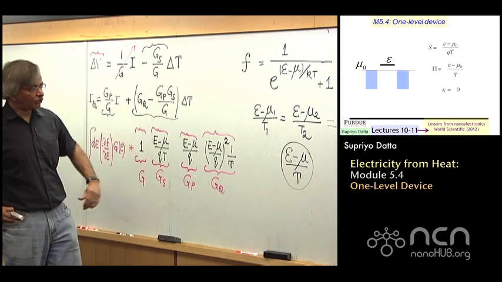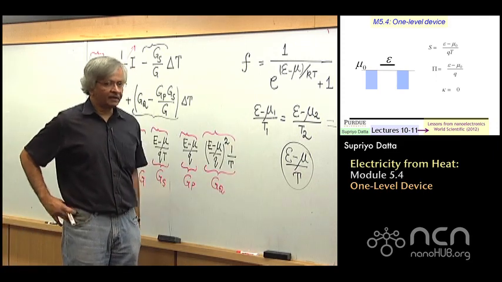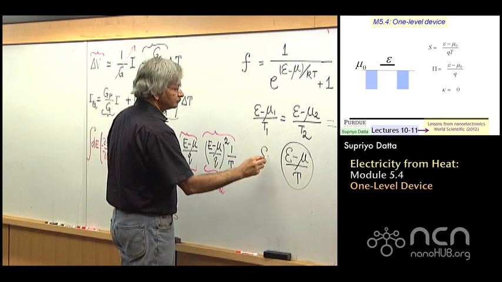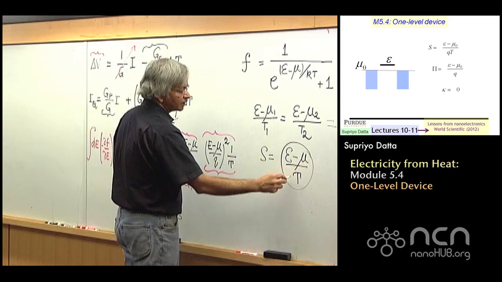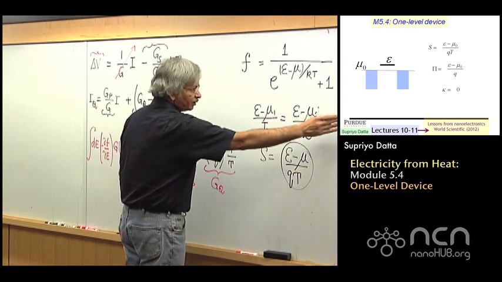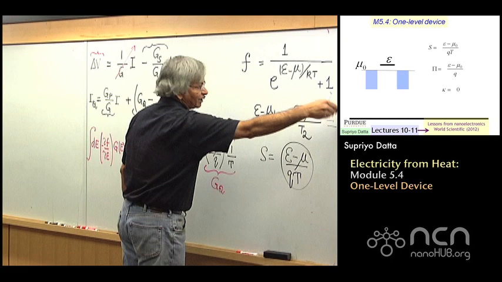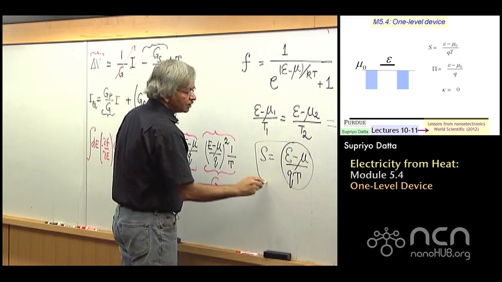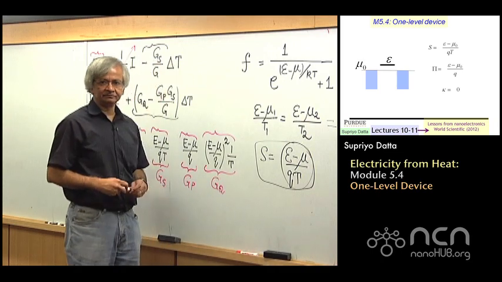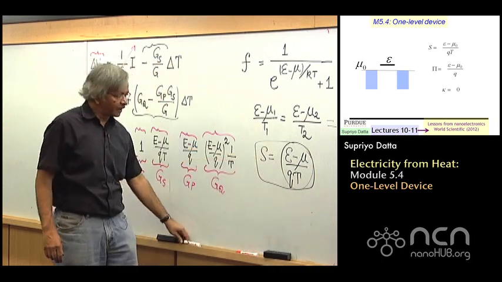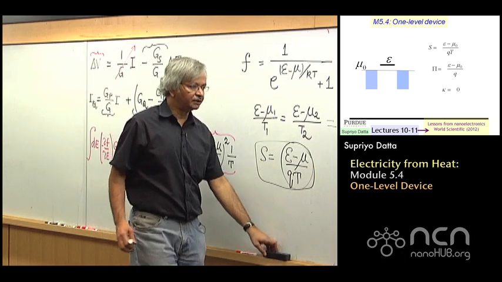Okay? So what this tells you immediately is that the basic Seebeck coefficient would be (epsilon minus mu) over qT. The extra q is because this is not quite the voltage, it's q times the voltage. So you'd have to divide by q. But that's it. So for a one-level device, you can see right away that the Seebeck coefficient is given by (epsilon minus mu) divided by qT.